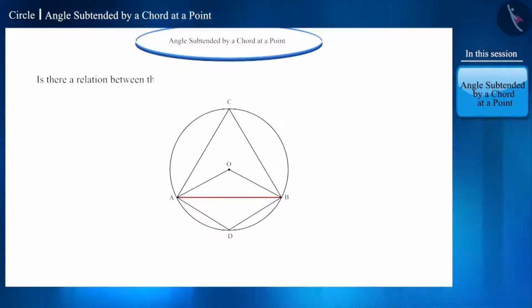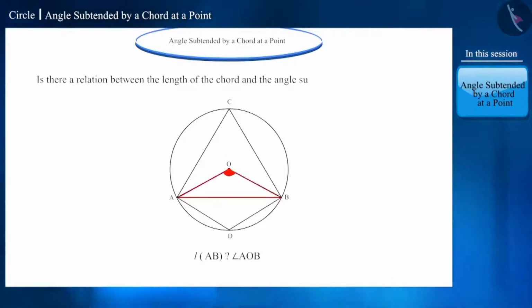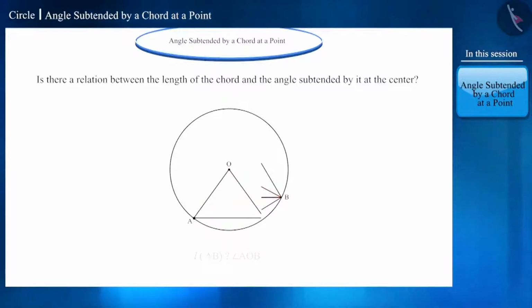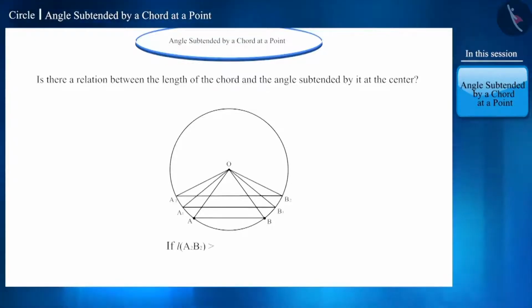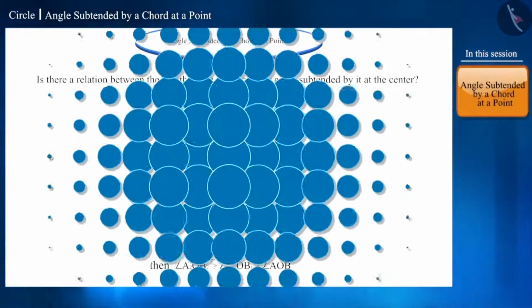Is there a relation between the length of the chord and the angle subtended by it at the center? Friends, if we increase the length of chord AB here, then will there be any change in the measurement of the angle subtended by it at the center? Let us find out. Let us take different chords. As we move closer to the center, the lengths of the chords will increase. As we can see, if the chord is longer, then the angle subtended by it at the center will also be bigger. Friends, let's discuss a question.